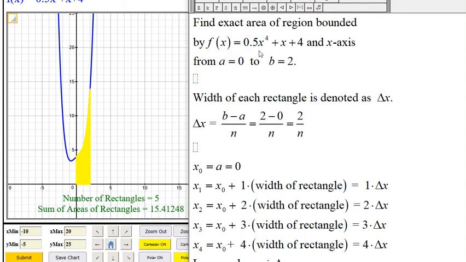Here we have the function f of x equal to 0.5 times x to the fourth plus x plus 4. And we want to find the area of the region bounded by the graph and the x-axis from 0 to 2.